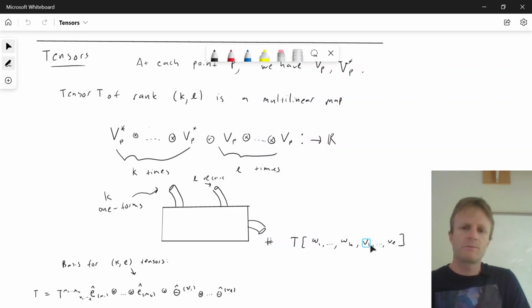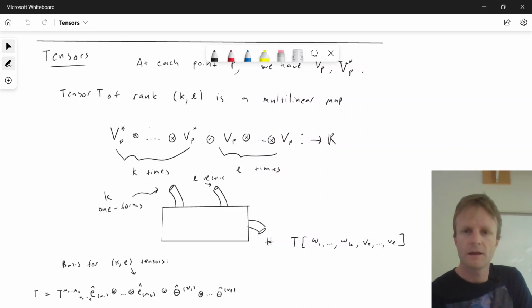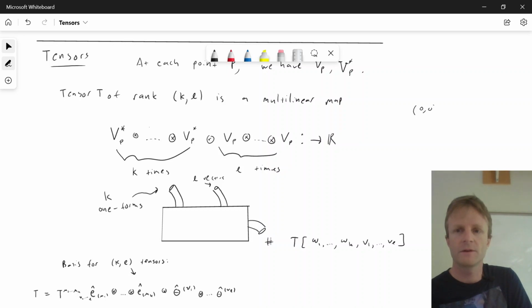So one thing I should point out right away is special cases we're familiar with. So a (0,0) tensor, well, that's like a map from nothing to numbers, so it's a number, right? So a (0,0) tensor would be a number, but a (0,0) tensor field, one tensor for each point in the space, is just a scalar. Okay? So scalar, something you've seen before, that's a (0,0) tensor.